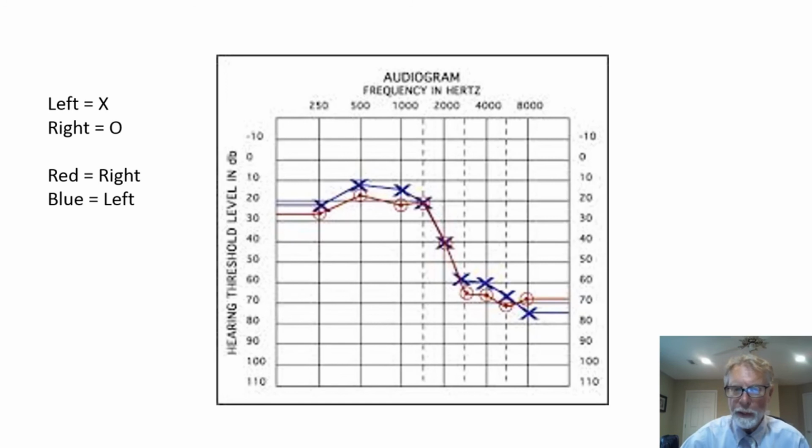Here they were both at 40 dB. Here, 60 dB on the left. This is at 3000 hertz, but 65 dB on the right. It was the same thing at 4000: 60 dB threshold on the left and 65 on the right. At 6000, 65 dB on the left and 70 dB on the right. And then at 8000, the threshold was 70 dB on the right, and on the left, it was 75 dB.